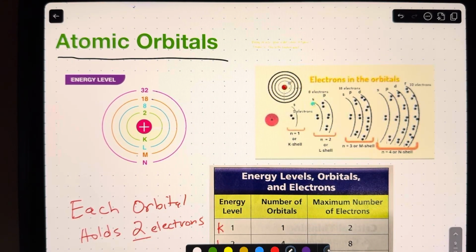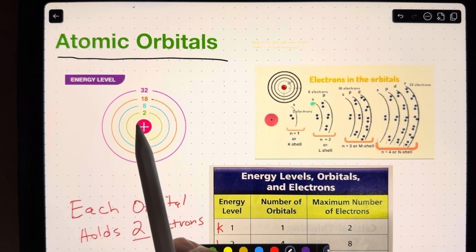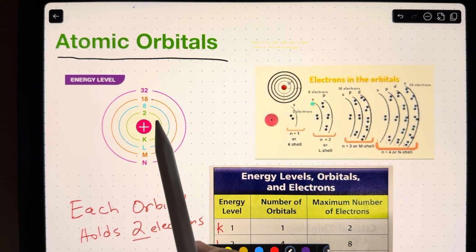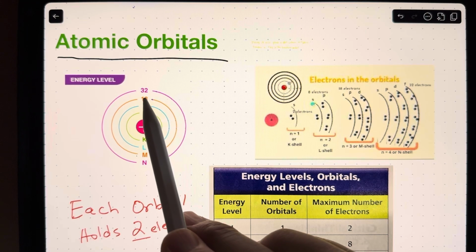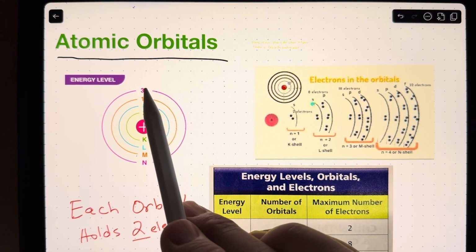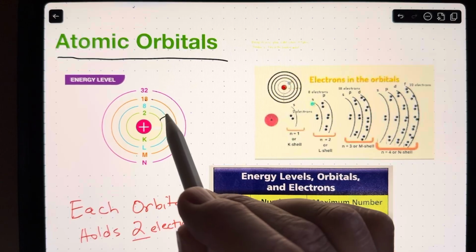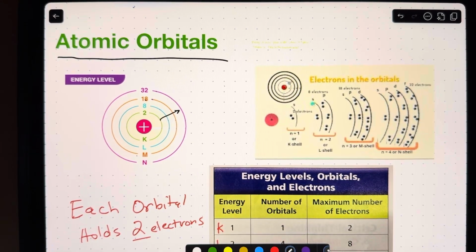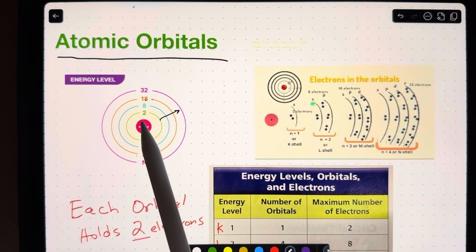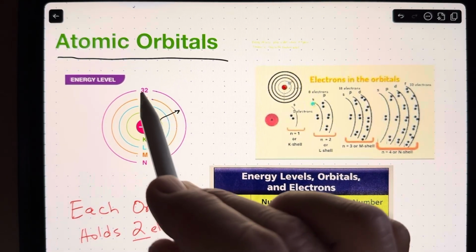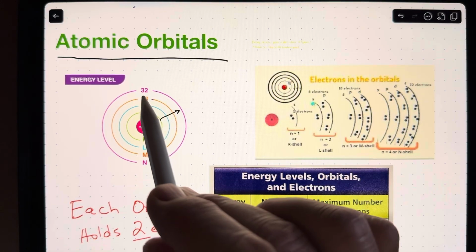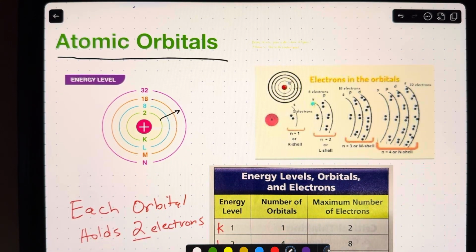Okay, so atomic orbitals. So here's the nucleus, here's the positive charge, and then you'll notice that this first shell, they call it the K shell, holds 2, then the L shell holds 8, the M shell holds 18, and 32, and you'll notice that it keeps getting more energetic. And so what would be kind of cool for you to know is that the shells hold 2, 8, 18, 32. 2, 8, 18, 32. 2, 8, 18, 32. Okay?